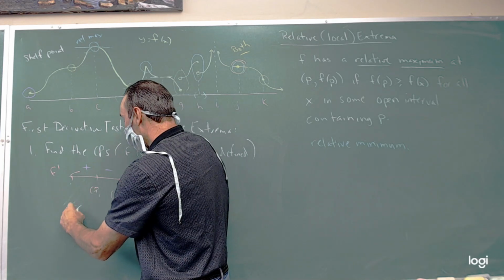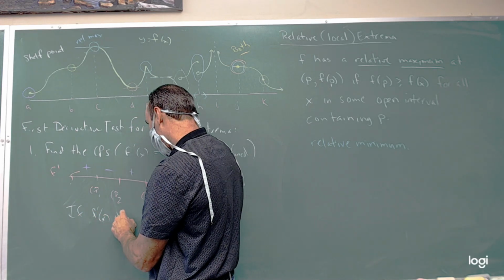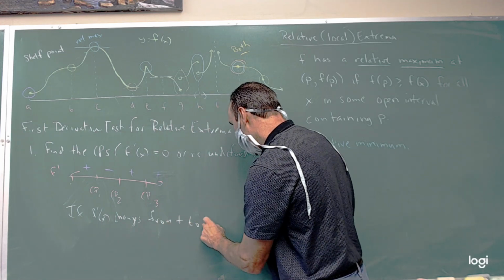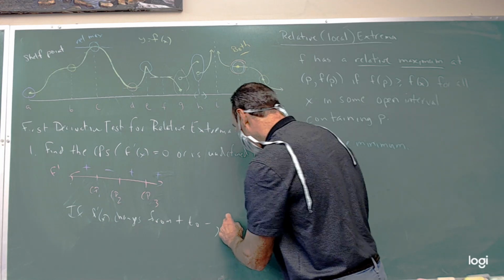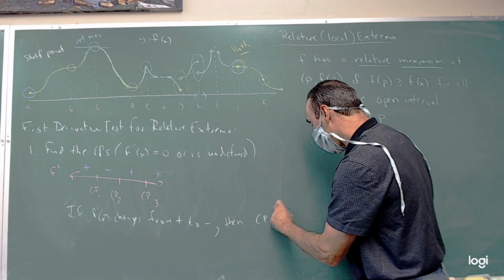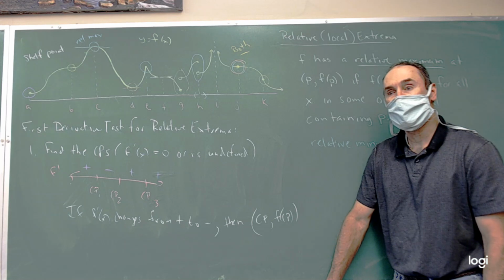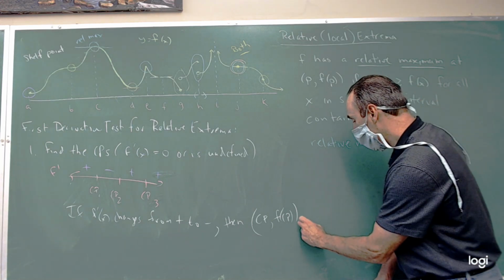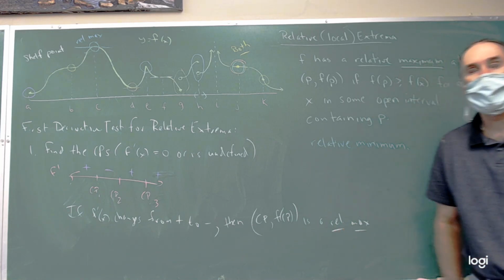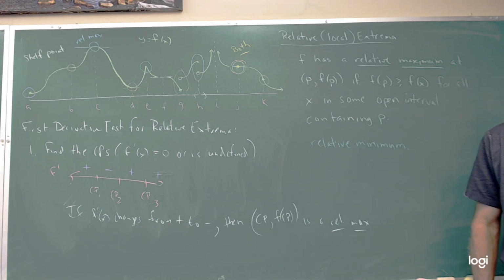So if f prime changes from positive to negative, then I'm going to say CP comma f of CP, because I'm trying to emphasize the fact that relative mins and maxes are ordered pairs, is a relative max. Okay, derivative goes from positive to negative, that's a relative maximum. Is that okay?